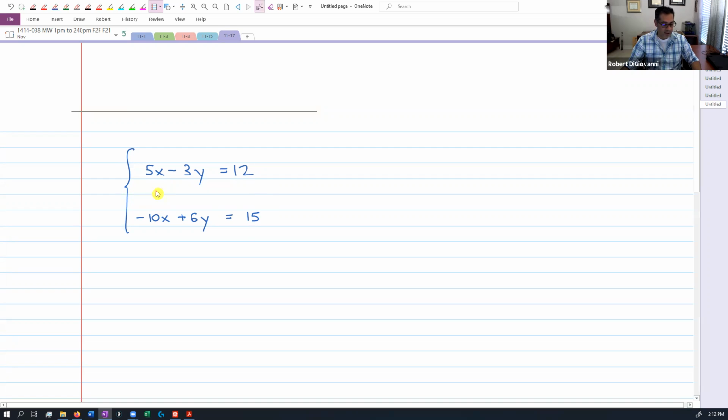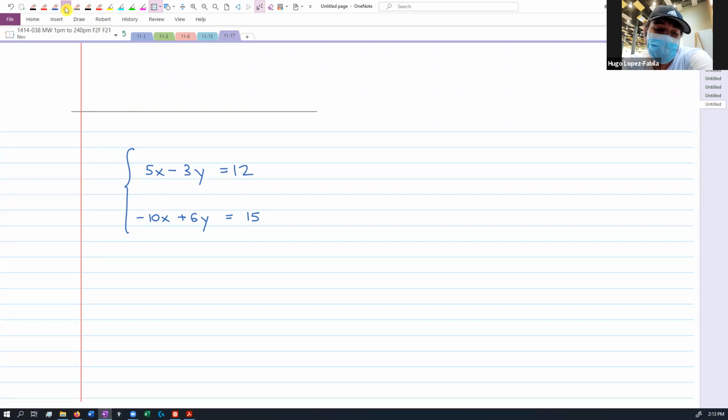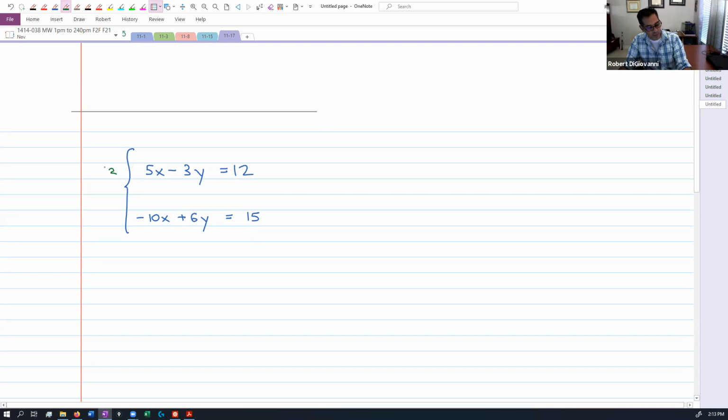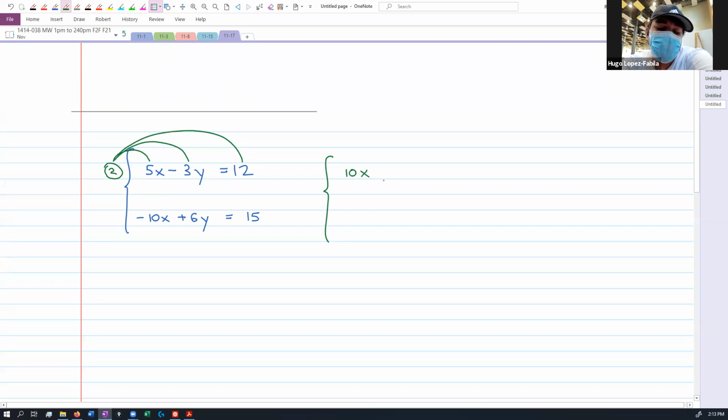Because look at your x's. Could you make these go away? What would you have to do to make these go away? Multiply by 2. Multiply the first equation by 2. That would turn that into a 10x, and that would cancel out with negative 10x. So I have to do that to all of this. So I rewrite the system. But 10x, wouldn't that cancel the y2?